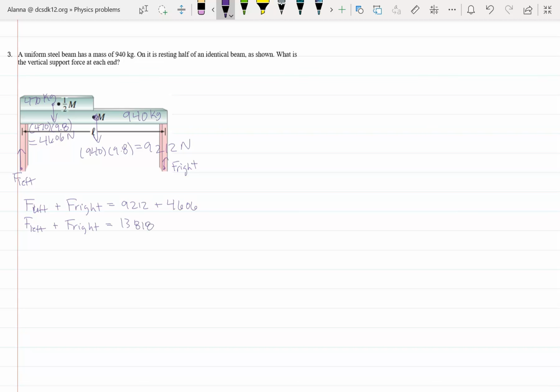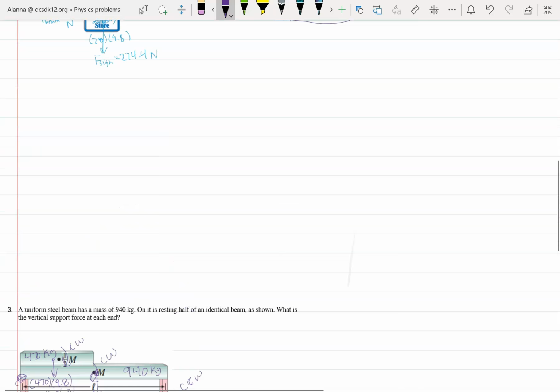Okay, now let's look at the torques. So we're going to make this left end our hinge. So we don't want rotation around that hinge. So the torques causing clockwise rotation have to equal the torques causing counterclockwise rotation. It's really similar to the other ones we've looked at. This beam would be causing clockwise rotation, and that would be clockwise. And then this would be counterclockwise.